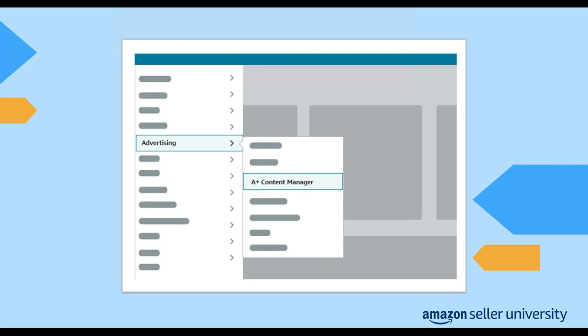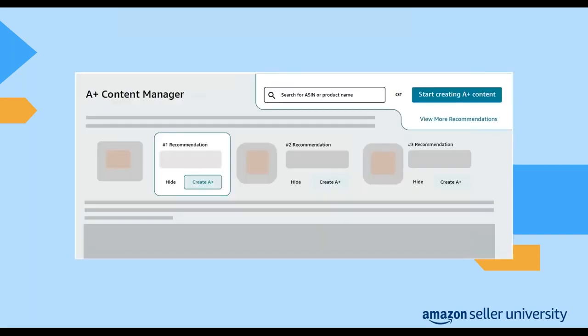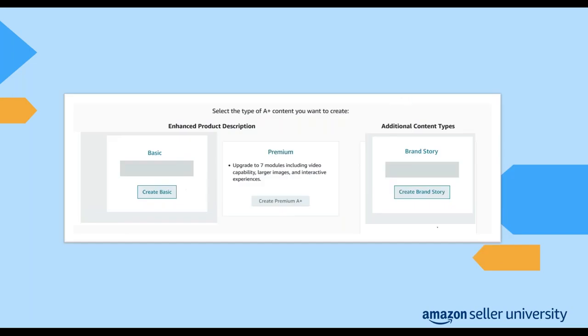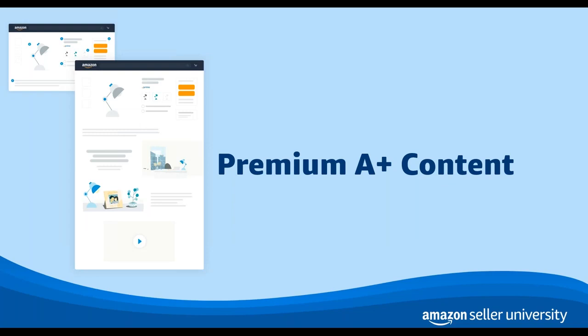You would open up Seller Central in the main menu, hover over Advertising, and select A+ Content Manager. And just like basic, you would click Start creating A+ content, which is in the upper right-hand corner of the A+ Content Manager. And if you've met the criteria and have been enrolled in Premium A+ content, you'll see that you have access to the additional premium module in addition to the basic and brand story module types. And just keep in mind that each project must be set up using either basic or premium modules.